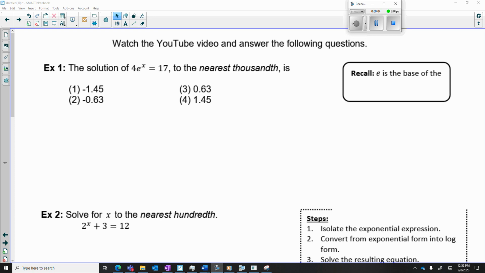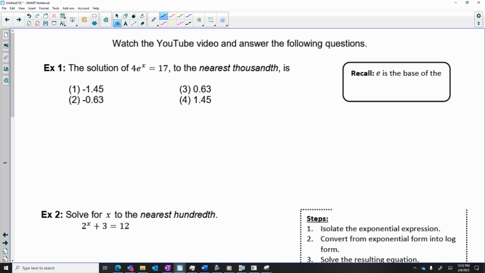This video corresponds with homework 7-3. It is the day of logs. Today we learned about how to switch logs from exponential form to logarithmic form, and then we're going to be getting into solving log equations. So here we go. Take a look at example 1.